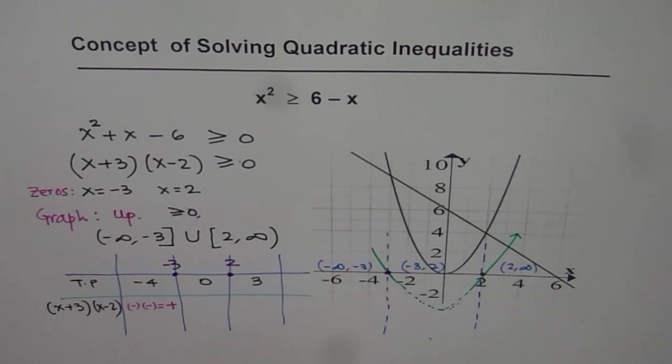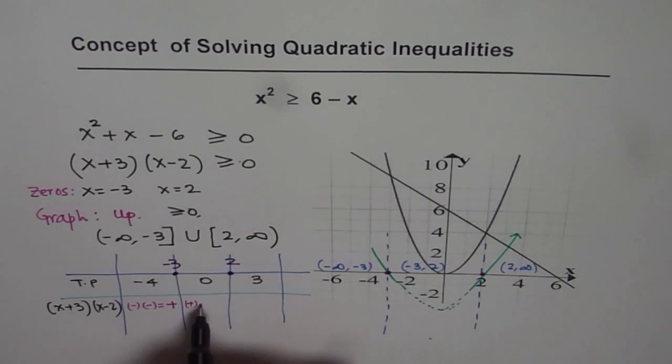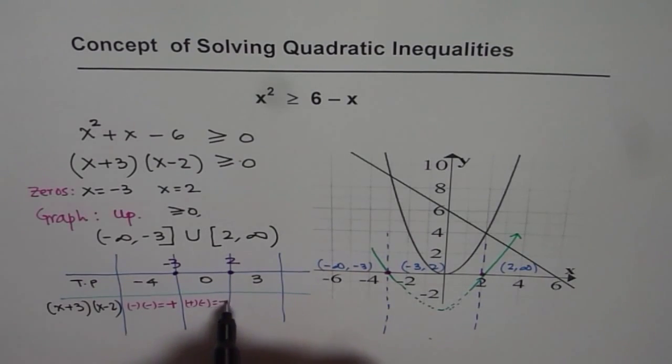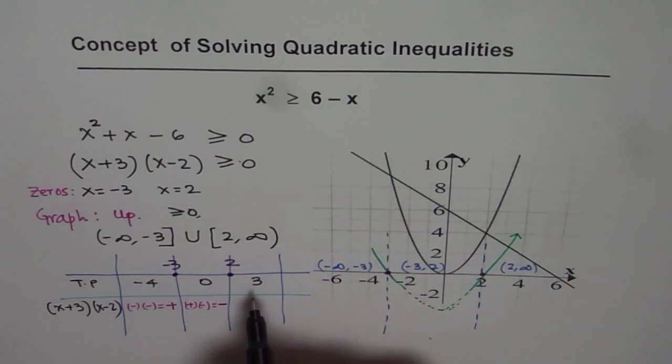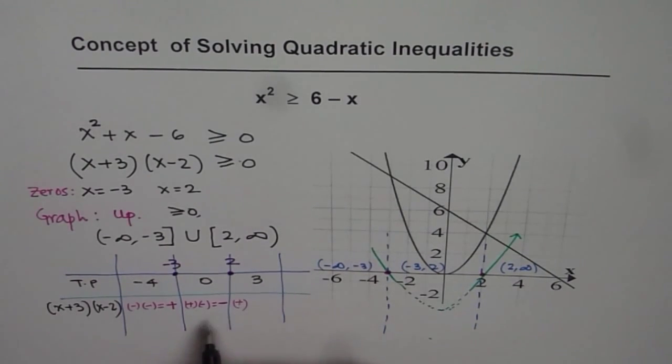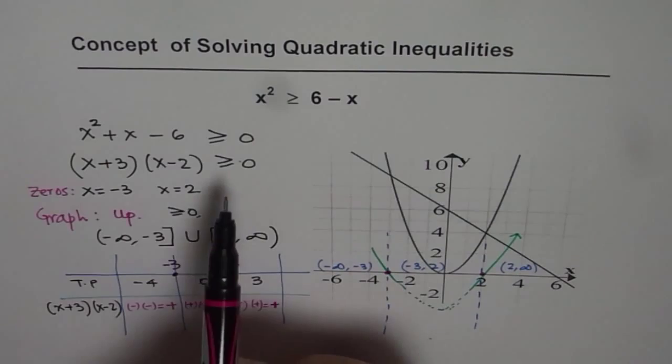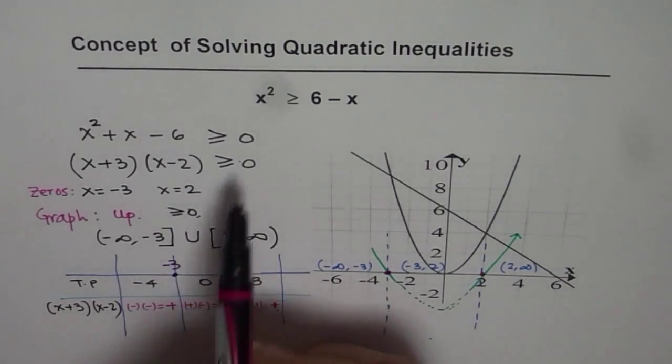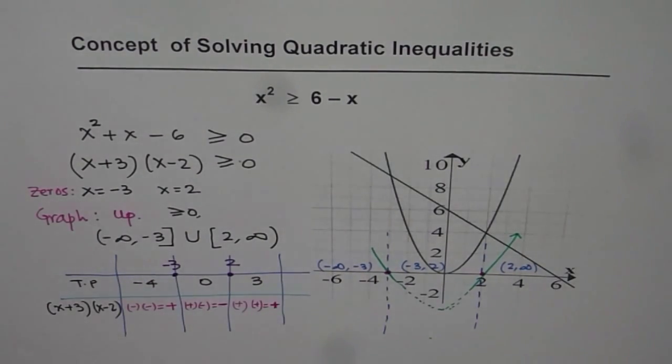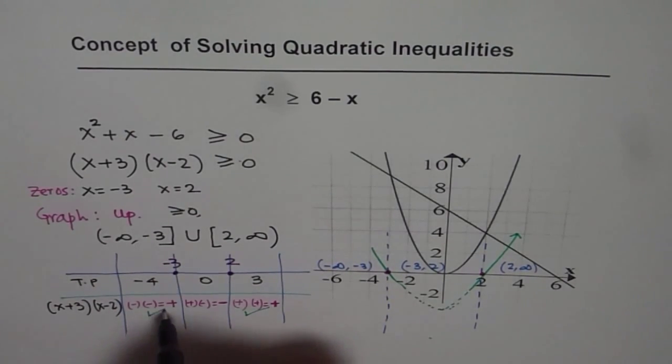Do you see that? If I plug in 0 here, then this is positive, right? The first factor is positive, the second factor is negative. So that will give me a negative answer. Do you see that? If I plug in 3, then 3 plus 3 gives me a positive first factor, and this is also a positive factor. So what I get is also positive. Do you see that? Now when I'm saying greater than or equal to 0, we are actually interested in positive values, right?